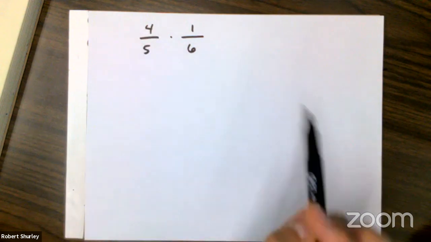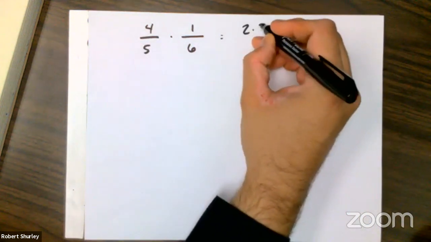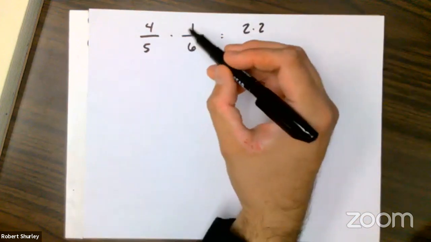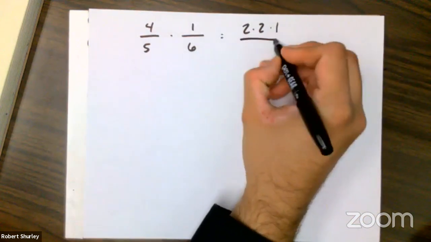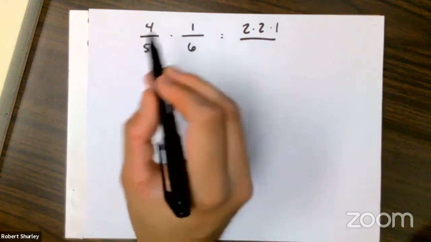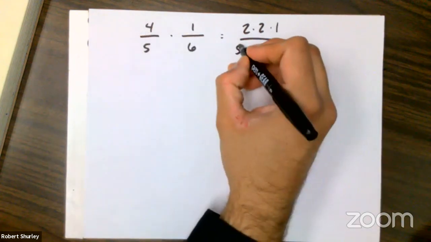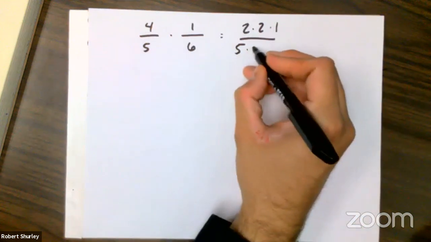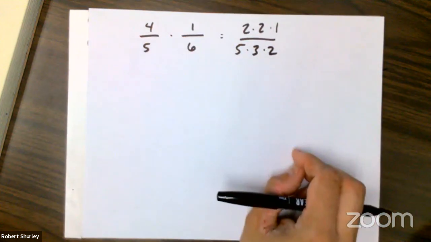Okay. So the 4 factors into 2 times 2, right? And then I'm going to multiply it by the 1. Now we don't have to put that, I'm just going to put it because that's what we're doing. Remember, fractions you multiply across. 5 is just 5, it doesn't factor. But 6 factors into 3 times 2, right?